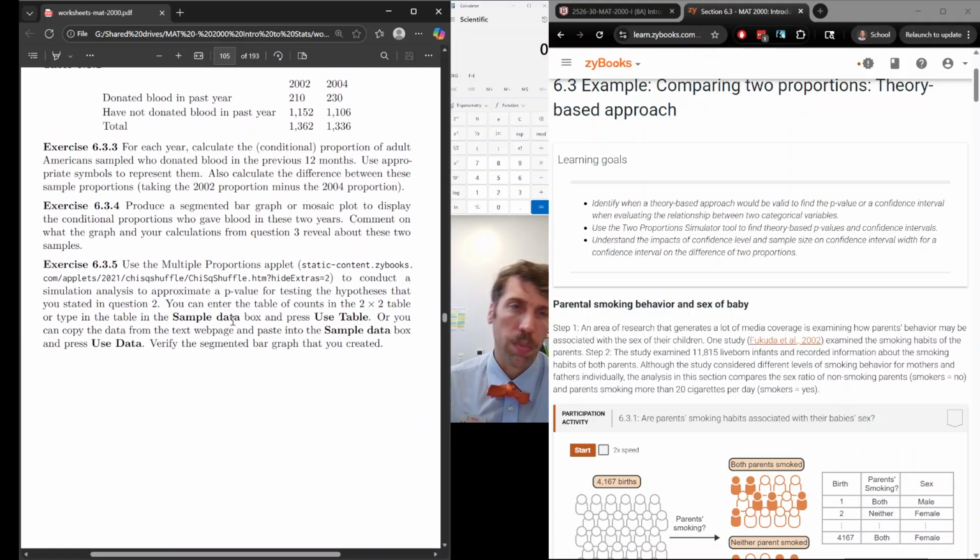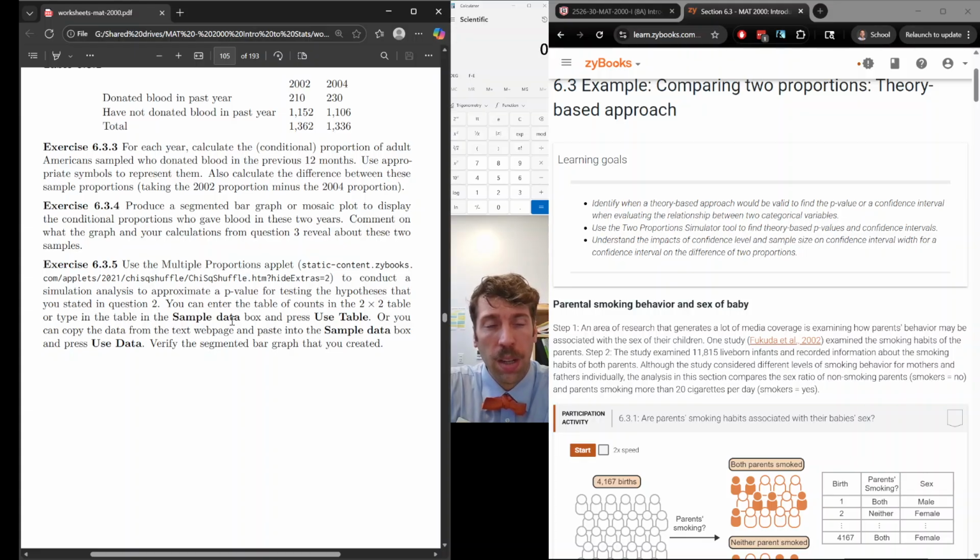Okay, so then produce a segmented bar graph or mosaic plot to display the conditional proportions. And again, you can use any technology you want, or draw this on a piece of paper and take a picture and put it into your document for your answers, whatever you need to do.